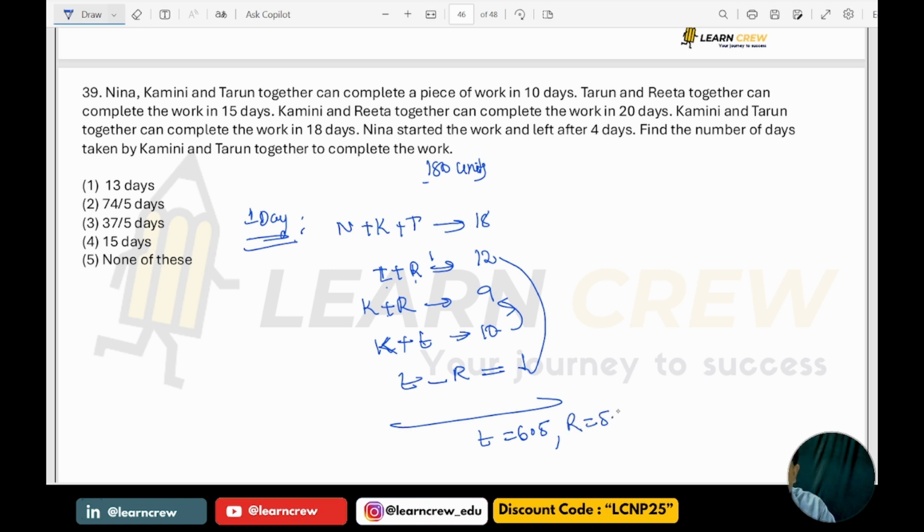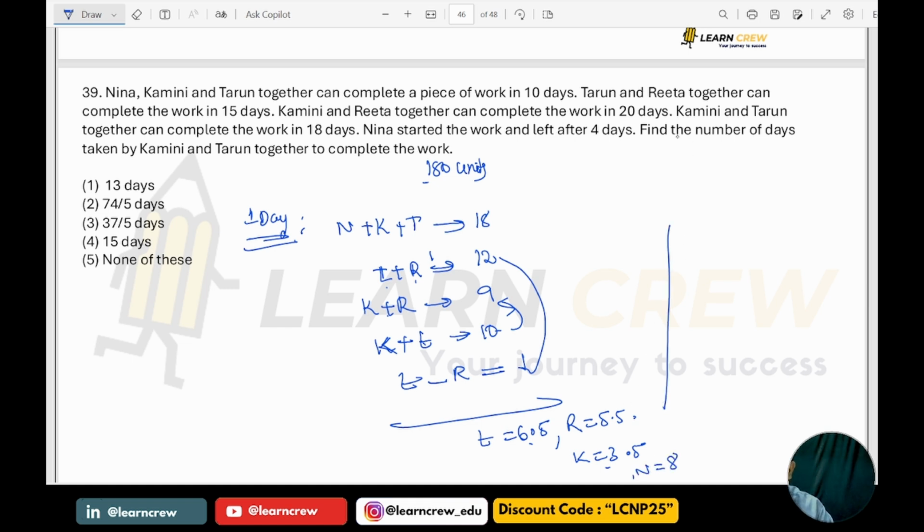R would be 5.5. So K plus R is 9, so K would be 3.5. N plus K plus T is 18. K plus T is 10. So N would be 8.